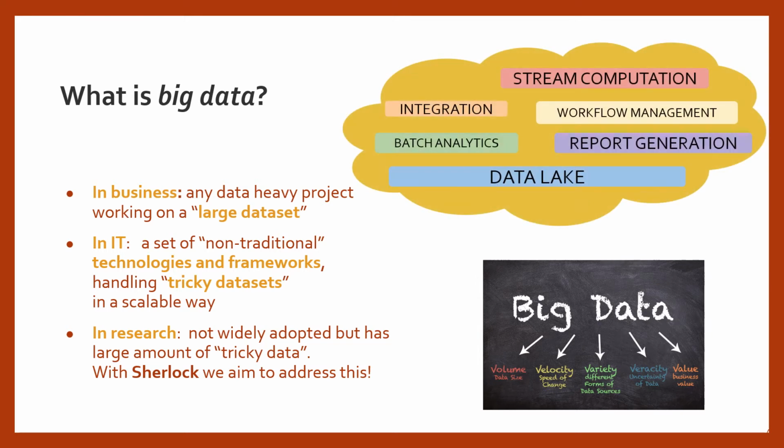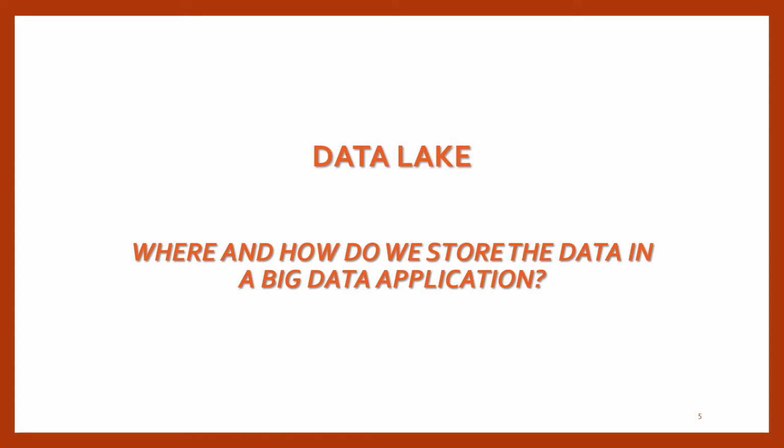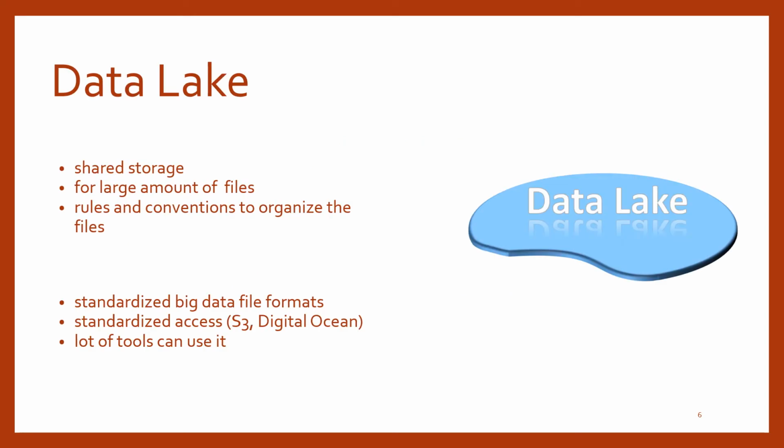On the right top of the slide, you can see some big data technologies which are used worldwide. We are using the data lake to the greatest extent. But what is the data lake, where and how do we store data in a big data application? In a general way, a data lake is a system or a repository for data stored in its natural raw format, usually object blobs or files. It has shared storage for a large amount of files. What's more, it has really specific and unique rules and conventions to organize these files. Furthermore, it uses standardized big data file formats, for example JSON or ORC, which is the optimized row columnar. And the main point is that a lot of tools can use it worldwide.